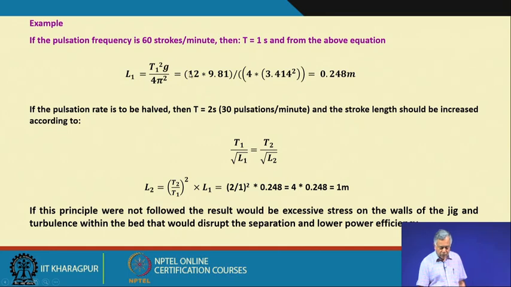So, this is 1 square, that is a correction. If this principle were not followed, then what will happen? The result would be excessive stress on the walls of the jig and turbulence within the bed that would disrupt the separation and lower power efficiency. That means your separation efficiency will go down. So, this is how we have to adjust what the stroke length should be, and what the frequency of my jigging cycle should be.